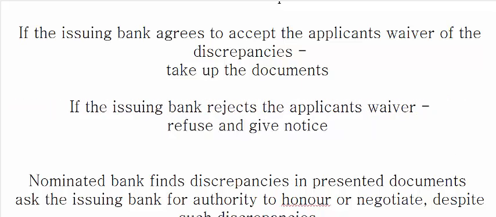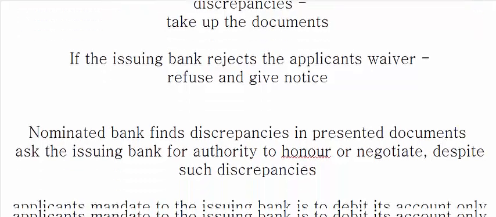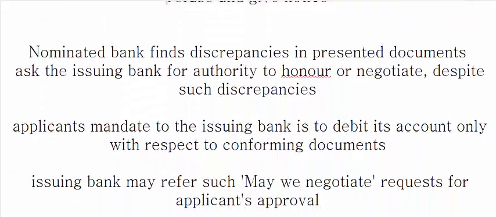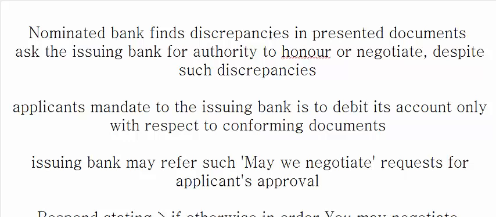then they have to give notice of rejection to the presenter, the nominated bank, the confirming bank, or whoever it is, and that should happen within the 5 days. If the nominated bank finds discrepancies in the presented documents and asks the issuing bank for authority to honor or negotiate, then it is called a may we negotiate message.